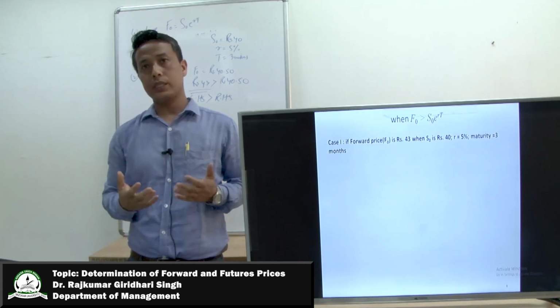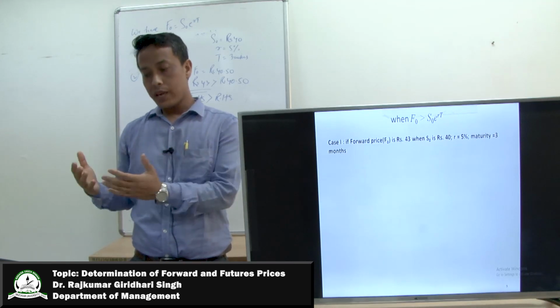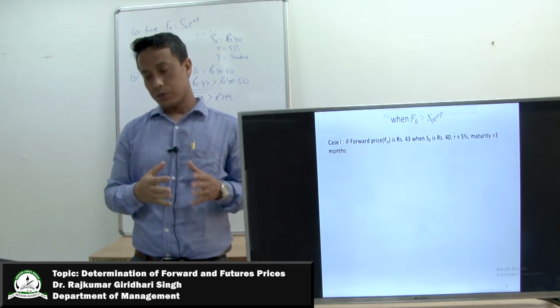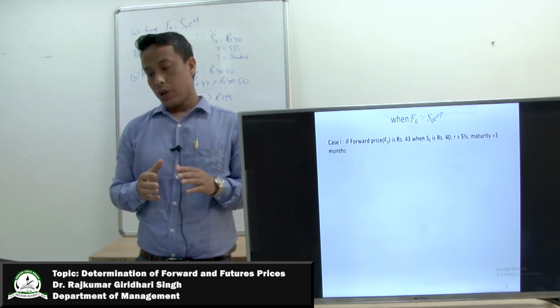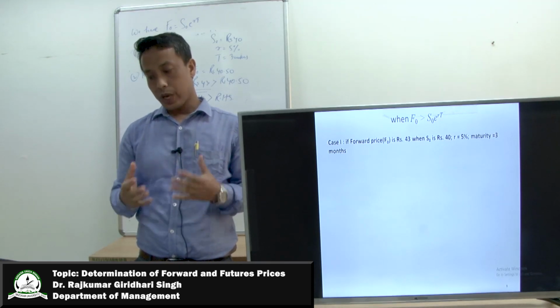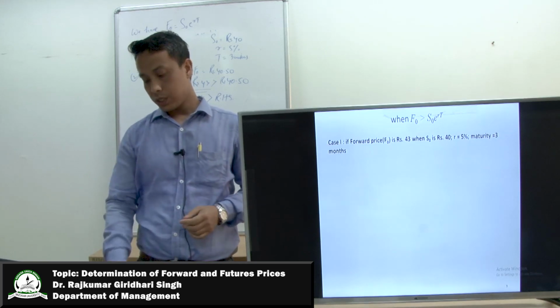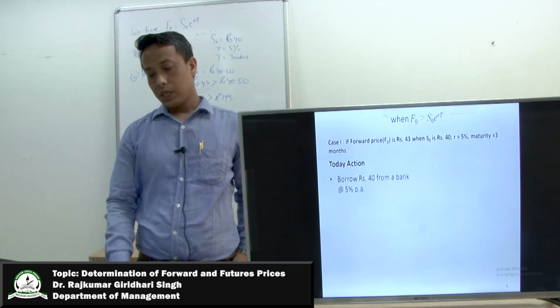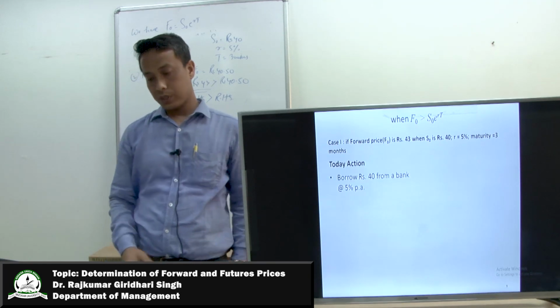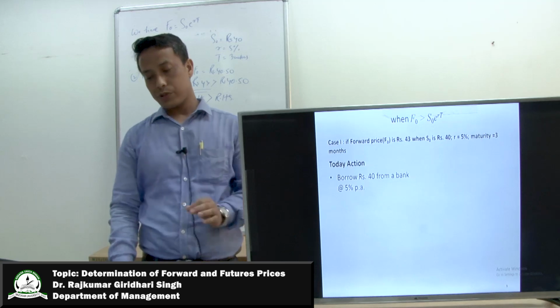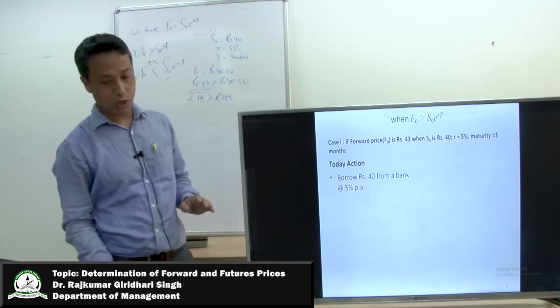So what will you do in an arbitrage? We buy from the market which is cheaper and sell in the market where it is costlier. In this case, the spot price is cheaper, so we buy at the spot price and sell in the forward market. Let's see this with the example. Certain actions we have to do. First, we need rupees 40 to buy this stock.